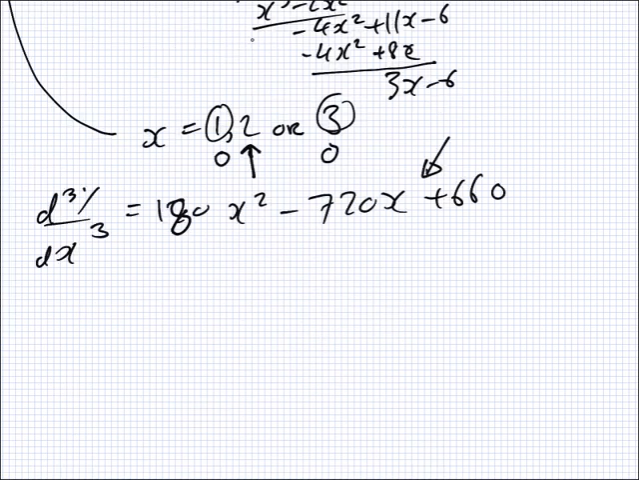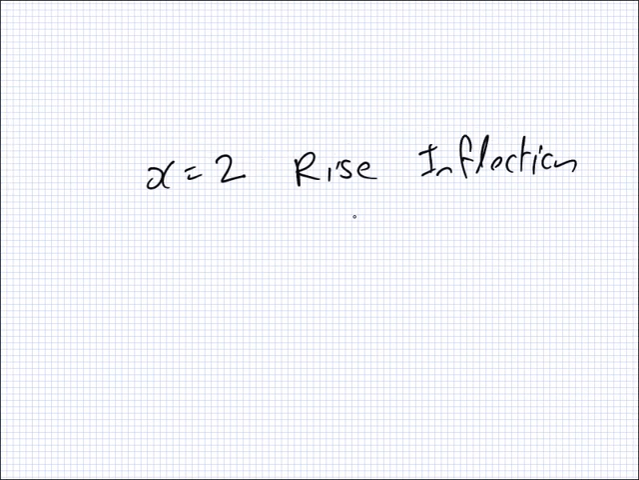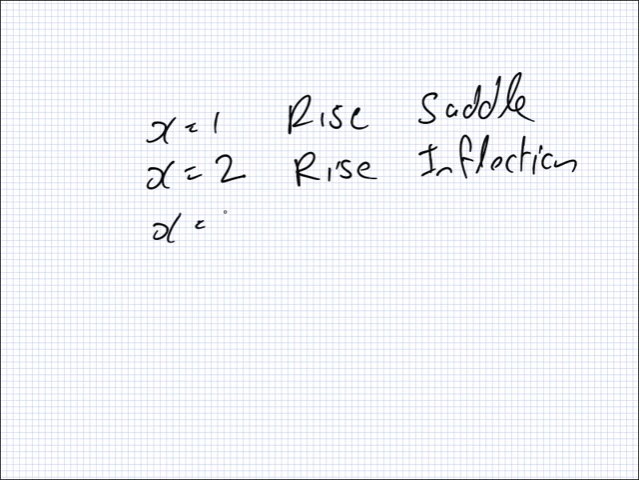Right, sorry. So you both got positives, which means both of these are rising inflection points or rising saddle points, because you can see they go from concave to convex and concave to convex. So let's go back to our graph. What did we say? x equals 1 is a rising saddle, and x equals 3 is a rising saddle.